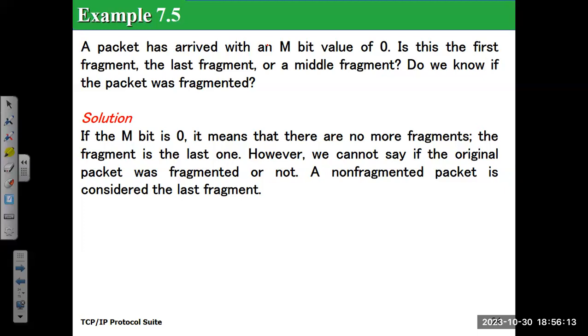A packet arrived with M equals 0. Is this the first fragment, the last fragment, or a middle fragment? Do we know if the packet was fragmented? When it's 0, what does that mean? That's the last fragment, right? There is no more coming. Can you tell if your packet is fragmented? Maybe the packet was small. There is no fragment at all. It's a small piece and you send everything.